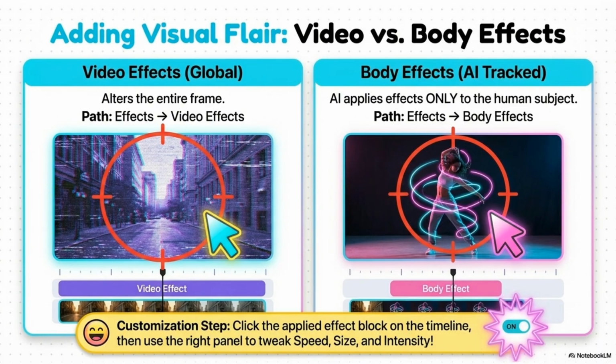Adding visual flair, video versus body effects. Add flair by distinguishing between your effects. Video effects are global and alter the entire frame. Find them via Effects, then Video Effects. Body effects are AI-tracked and apply only to the human subject. Find them via Effects, then Body Effects. Customization step. Click the applied effect block on the timeline, then use the right panel to tweak speed, size, and intensity.